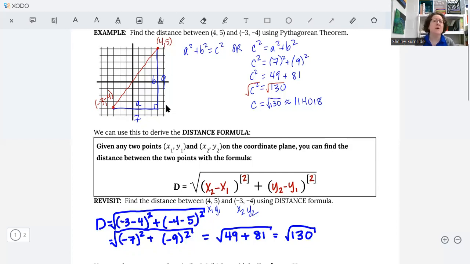So why would you use one over the other? Well, what if you have really large coordinates and you don't want to take the time to count all the spaces all the way across? Well, you can plug them into the distance formula and it'll do the same thing.